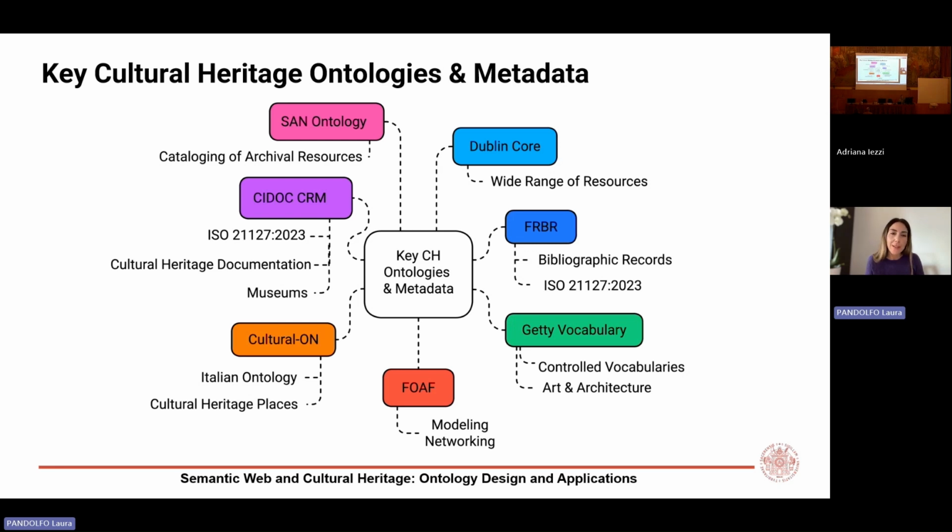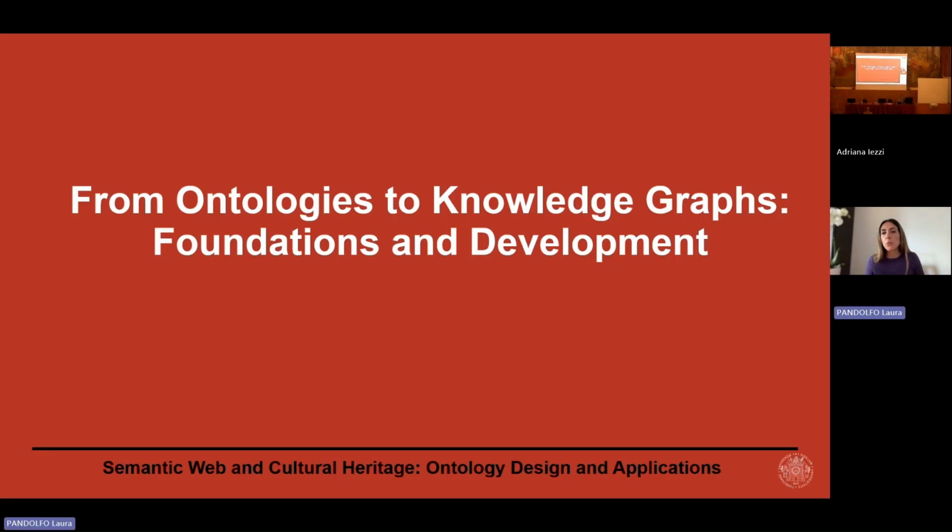Then we have two Italian ontologies: the SAN ontology, which is an ontology able to describe archival resources, and it has been developed by the Italian archivist system, and Cultura On, which describes Italian heritage events.